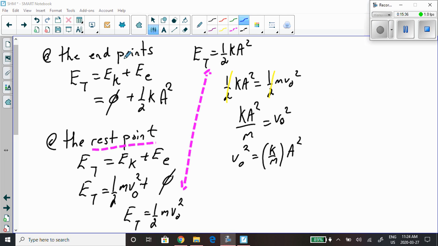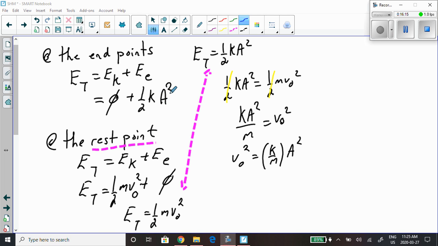At the end points, so at positive x max and negative x max, at those endpoints, we have established that the object is not moving because it's going to stop at the endpoint and start moving in the other direction shortly. So it has no kinetic energy. All the energy is elastic potential, which would be a half k. And in this case, instead of putting x max, I'm going to put in A for amplitude, because another way of talking about maximum displacement is amplitude.